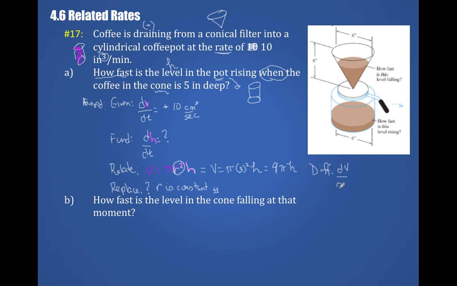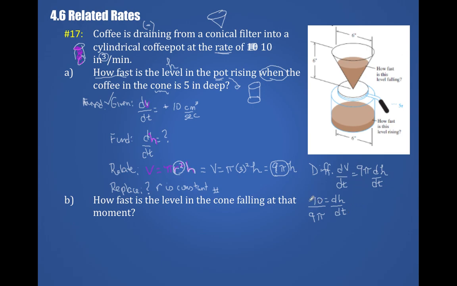So the rate of change of the volume with respect to time, 9 pi is just a constant. So the derivative of a constant is the constant times the derivative of the function. Use your given. And there's your answer: 10 divided by 9 pi.